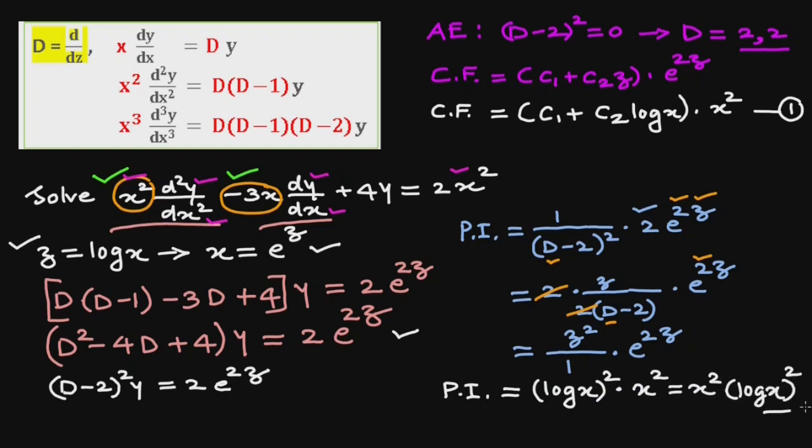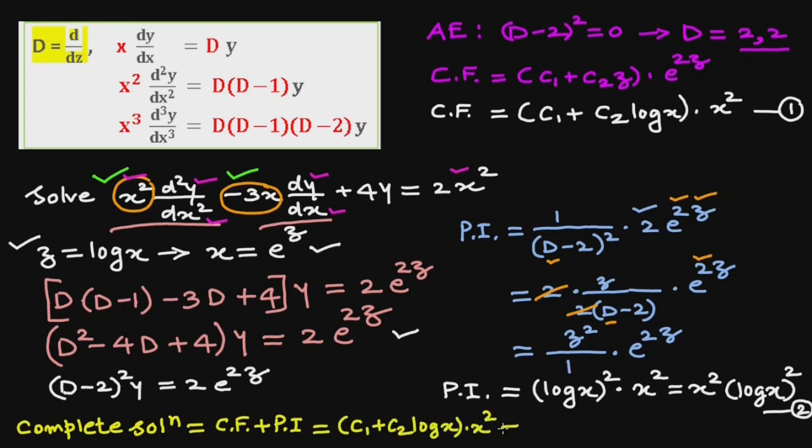We name this 2. Now finally we write the complete solution, which is composed of the complementary function CF and the particular integral PI, which will be (c1 plus c2 log x) into x square plus the particular integral x square (log x) whole square.